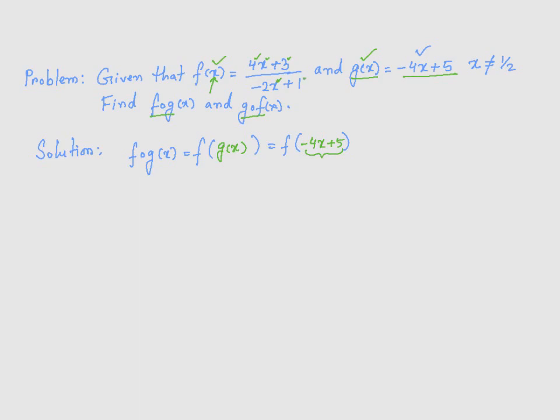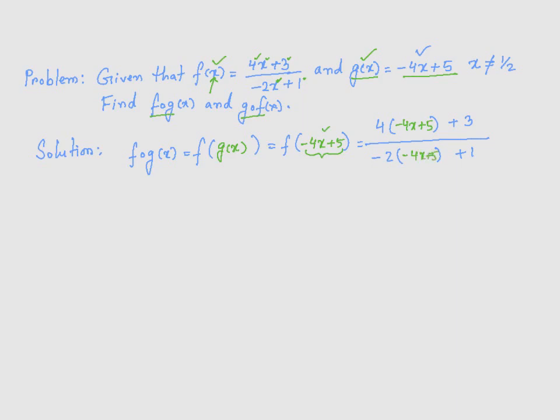So let's go ahead and do it. I'm going to write it out here. 4 times the input, so I'm going to leave a parenthesis here for input, plus 3, divided by negative 2 times the input plus 1. I just plug in this input now, which is what? Negative 4x plus 5.